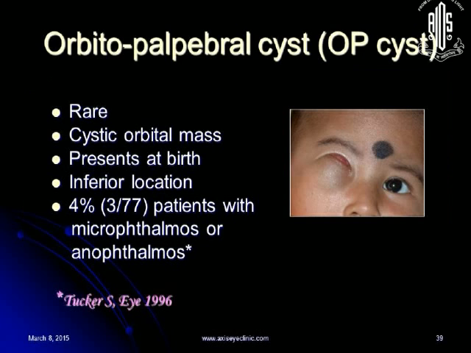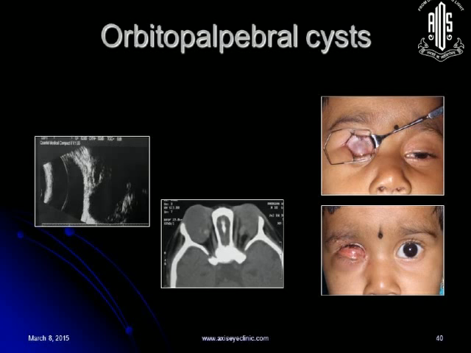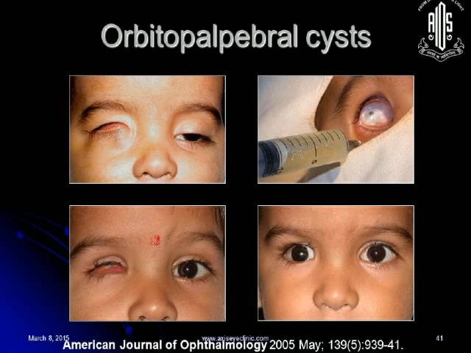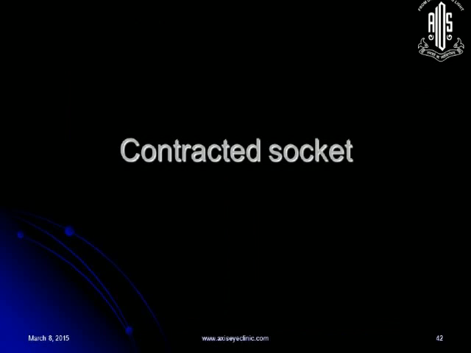Sometimes we have these orbito-palpebral cysts in which we just go ahead and aspirate the cyst, remove the contents, and then we can put a conformer inside, and finally we can put a custom-made artificial eye.